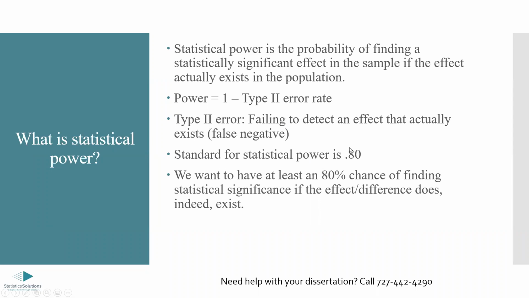And power is one of the inputs that you include when you do a power analysis, which I'll show you shortly. So this 0.8 is really a percentage. If you move the decimal over right twice, this is 80%. So essentially, we want to have an 80% chance, at least, of finding statistical significance if the effect or difference does, in fact, exist.